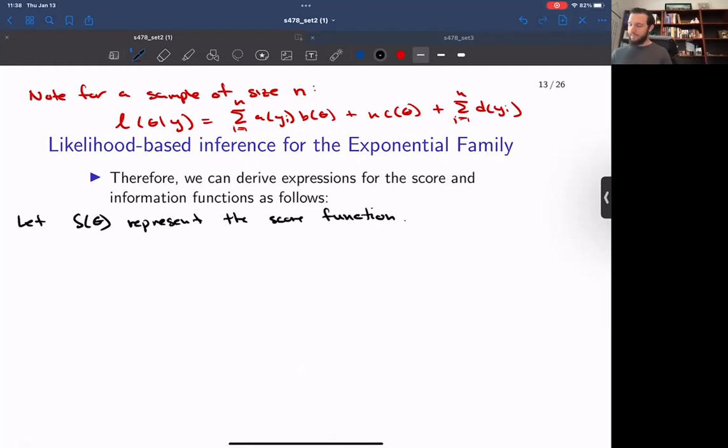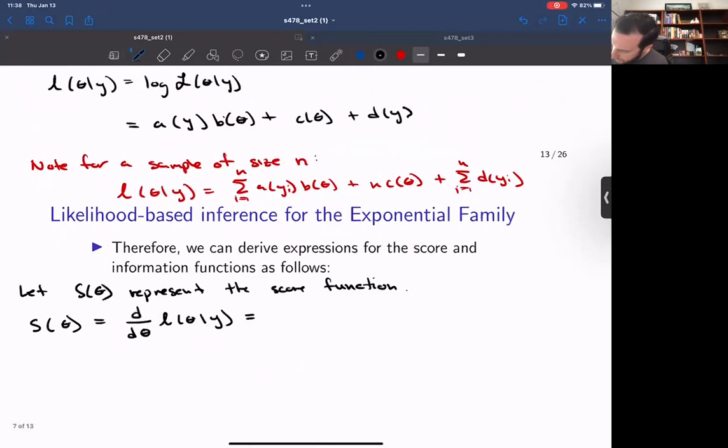Okay, so S of theta is going to be the score function. And then S of theta is by definition d by d theta of L of theta given y. So this is going to be equal to A of y B prime of theta plus C prime of theta.